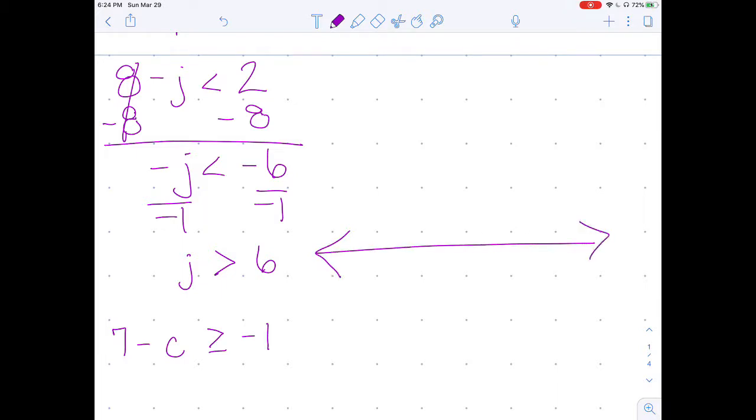If I put that on a number line, I'm going to circle 6. Since it's not equal to, we don't color it in. This arrow matches the one on the right over here, so I'm going to color that side in. And I'm going to color all the numbers that are greater than 6 because j is greater than 6.